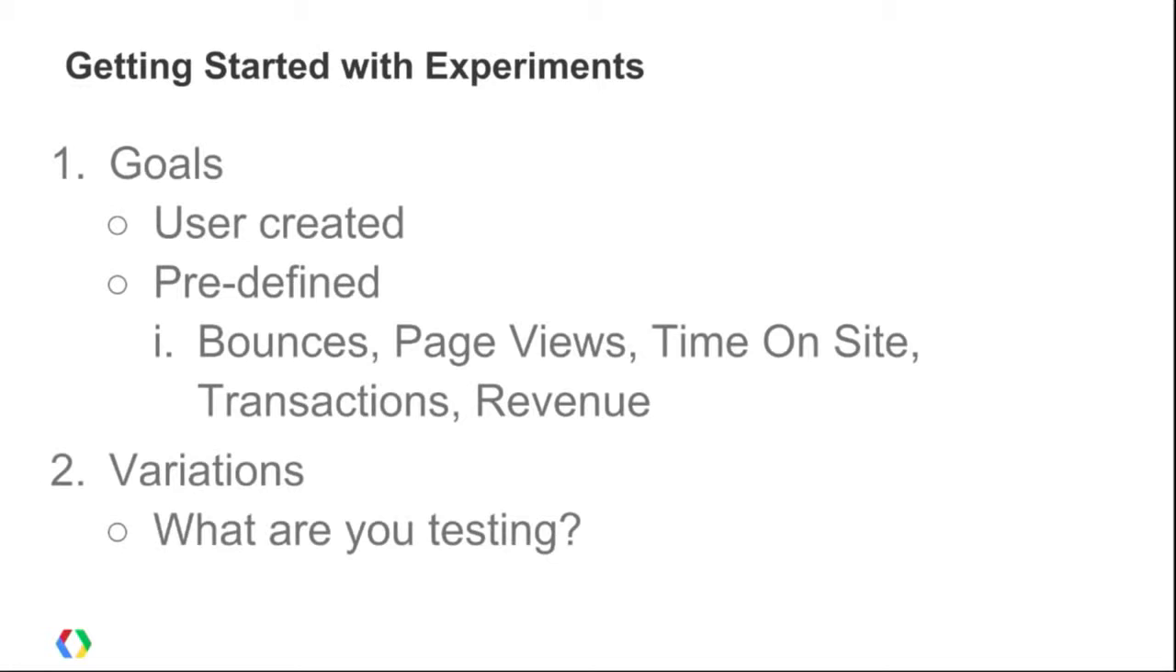And then you want to know what the variations are, what the changes are that you're going to make that you want to test. This is pretty fundamental to the whole experiments process: you need to know, are we going to increase this font size, or change this button color, or maybe introduce a new algorithm. These are all different variations of things that you might want to test.